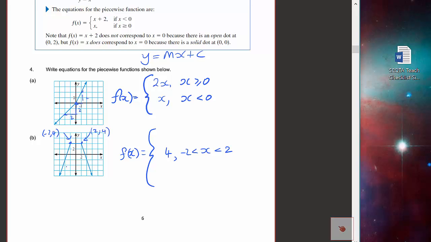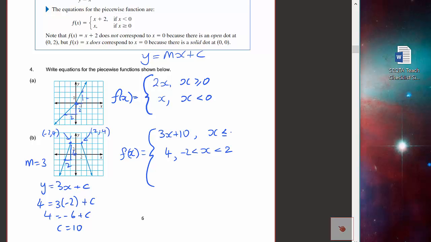So we need the equation of this line. So choose a convenient point like here. And I can see that's 2 squares across and 6 up. So the gradient is 6 divided by 2, which is 3. So we've got y equals 3x plus c. And we know it goes through -2, 4. So 4 is the y value. 3 times -2 adds c. So 4 is going to be -6 plus c. c is going to be 10. So that one is 3x plus 10. And that applies when x is less than or equal to -2.